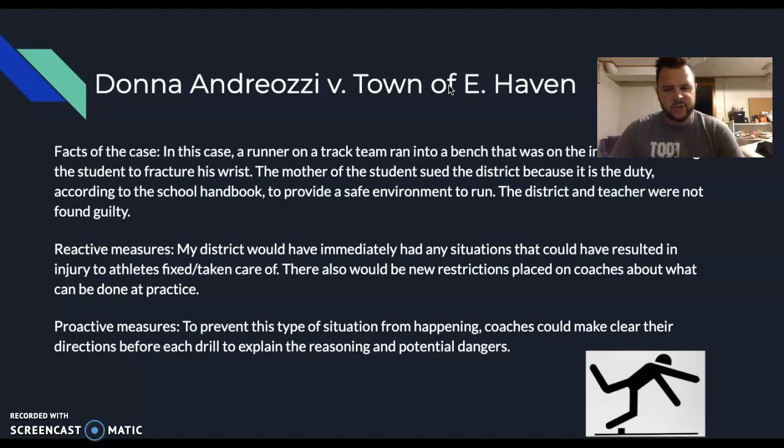And then proactive measures to prevent this type of situation: coaches could do a couple things. Number one, they could make clear the direction for each drill, explain the reasoning, and then also explain the potential danger. So maybe the student was not told, we want benches in the first row so that you have to run farther. You don't sneak into that first row, because if you're running on track, you run more on the second lap. So if that drill maybe could have been explained to the student better, this could have been avoided.